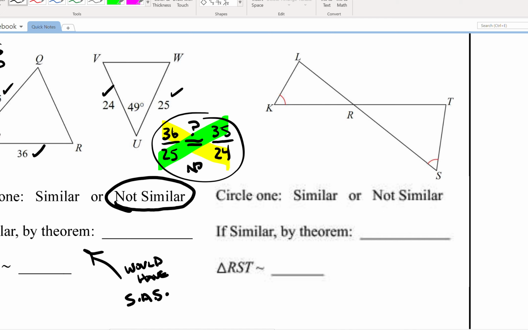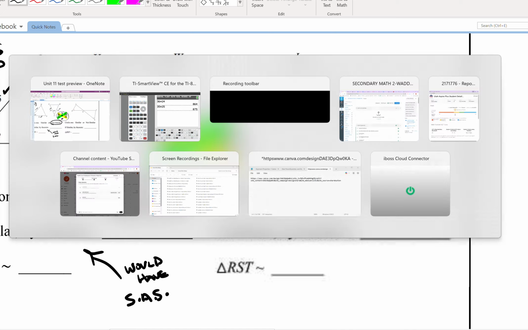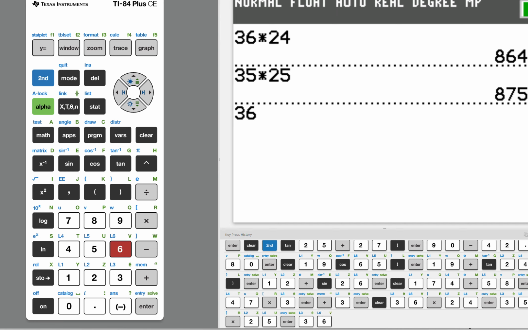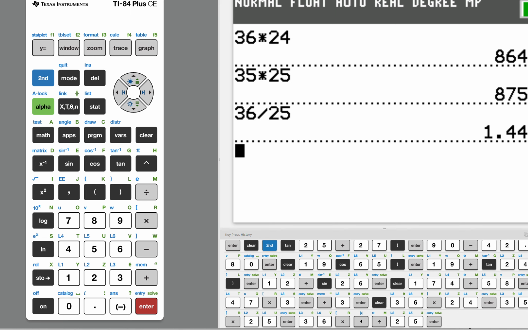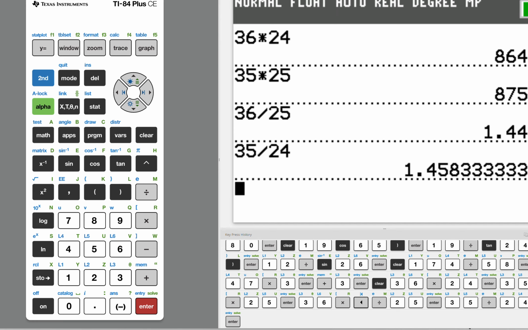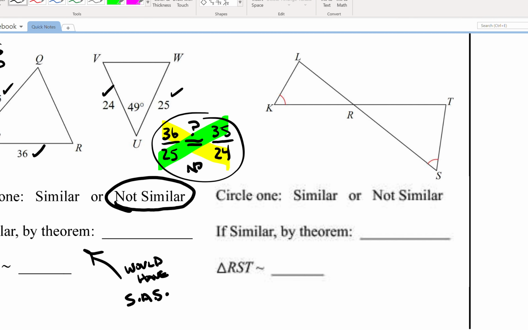You could have also just divided 36 by 25, which gives us a decimal, 1.44. But if you take 35 divided by 24, you see that the decimal is not the same. They're close, but they are not similar. So 1.44 is not equal to 1.458, etc.